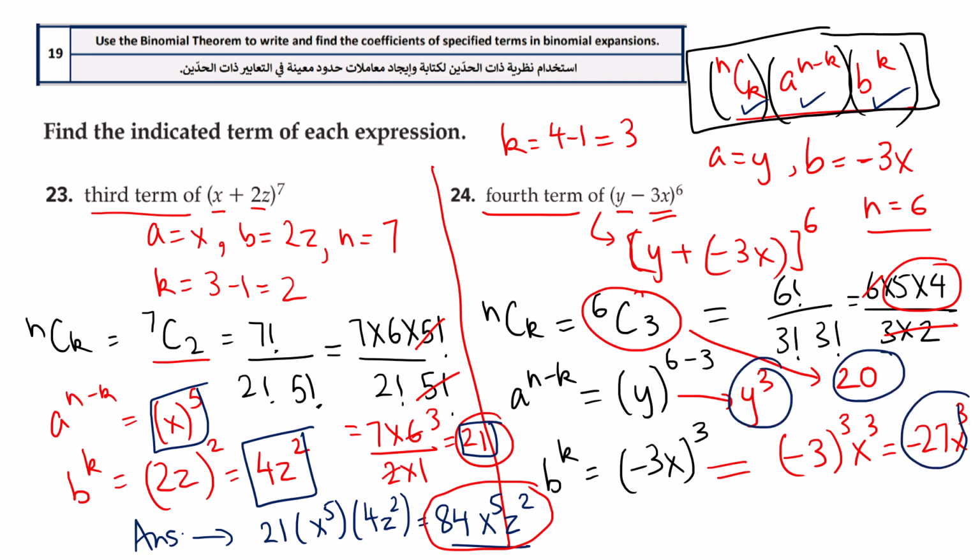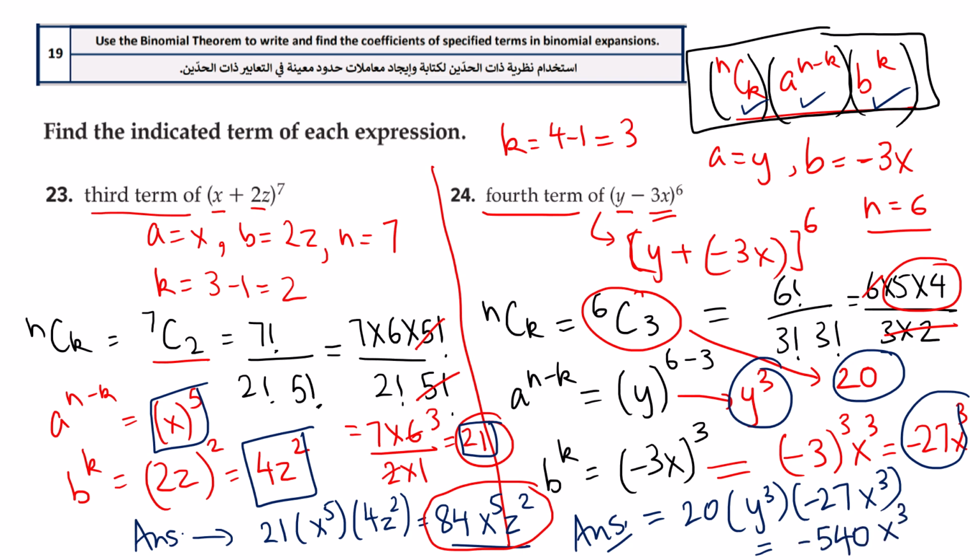So use your calculator and get your final answer. Multiply 20 with y cube with minus 27x cube. All of this is multiplied, so make sure you put the brackets and don't make a sign mistake. So this will come out to be negative 540 x to the power 3 y to the power 3 as the final answer. That completes learning objective 19.